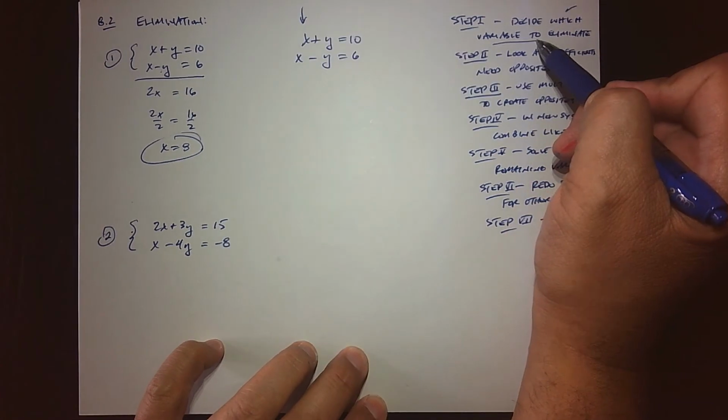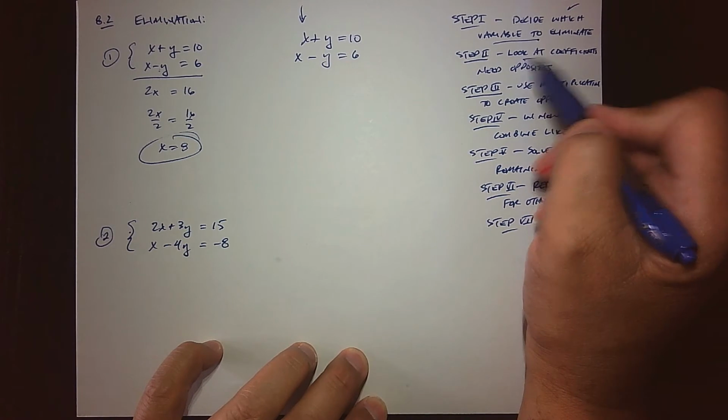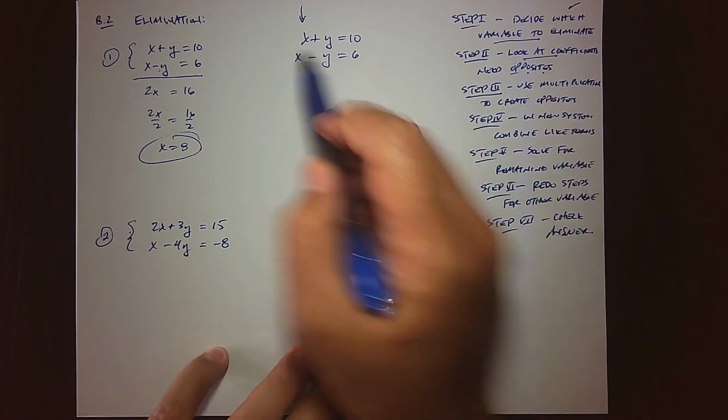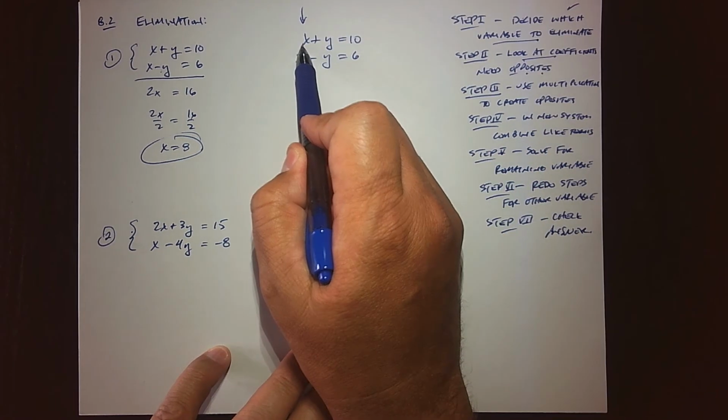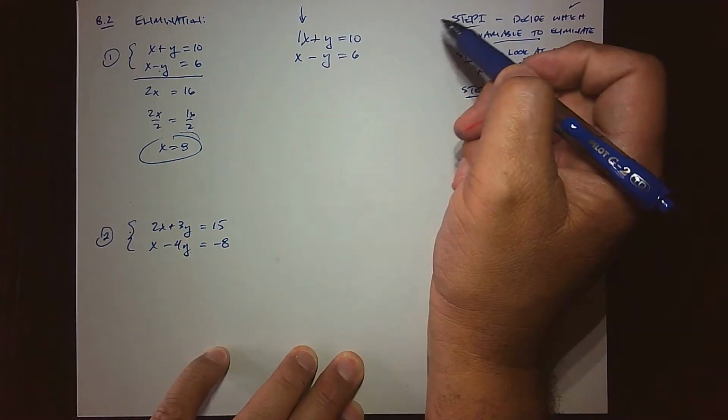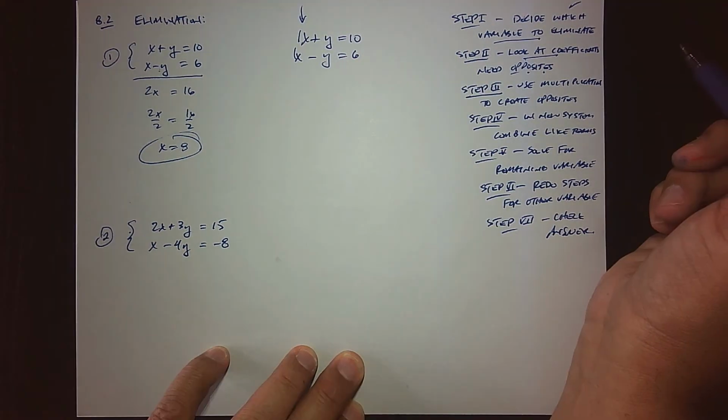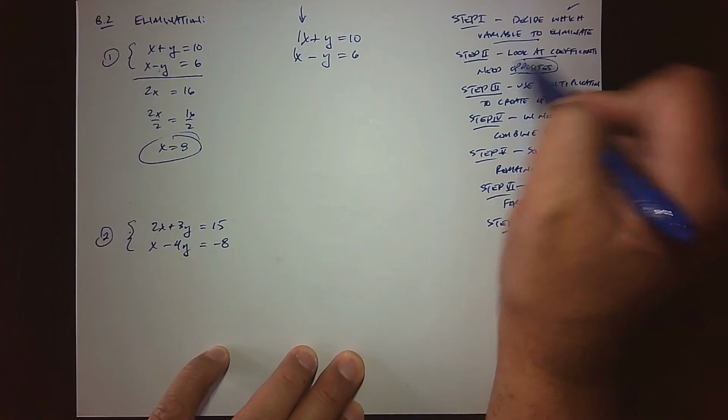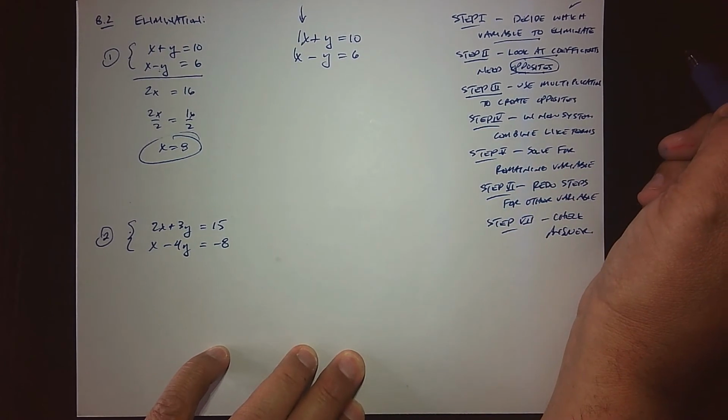So that's the first thing: decide which variable to eliminate. Look at the coefficients. We need an opposite. Right now the coefficient, the number in front of this x, is 1, and the number in front of this x is also 1. So unfortunately they are not opposites. So we're going to have to do something.